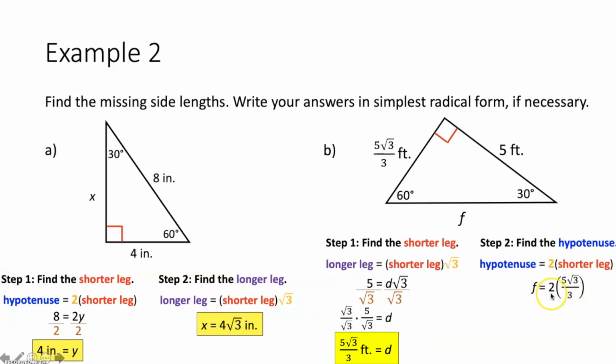Well, this looks complicated, but 2 is the same as 2 over 1. So I just multiply the numerators together, denominators together, and I get 2 times 5 rad 3. You just multiply the 2 and the 5, you get 10 rad 3. 1 times 3 in our denominator is just 3. So f, our hypotenuse, has to be 10 rad 3 over 3 feet.